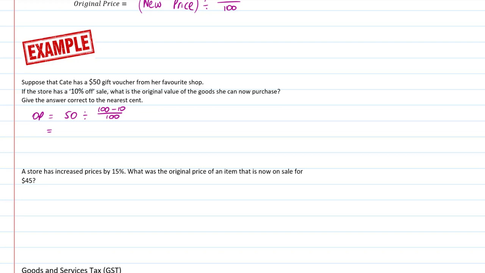My shortcut is that 100 minus 10 is 90, over 100 is 0.9. So 50 divided by 0.9, and that's equal to $55.56 to the nearest cent.